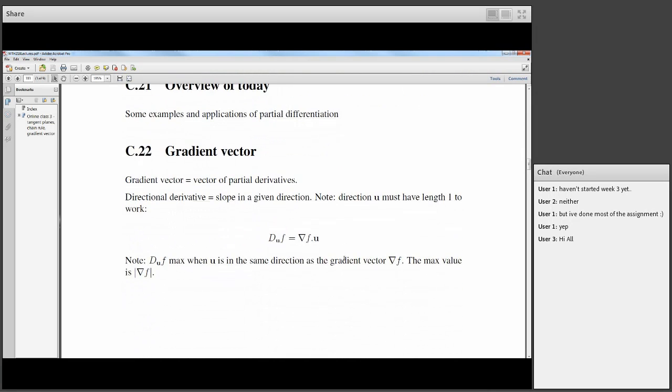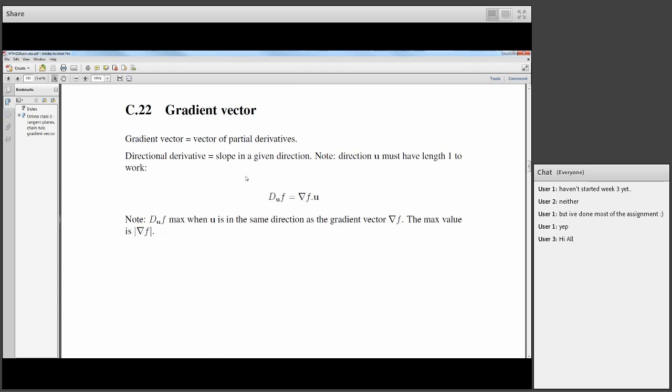I've got some snippets of theory in my notes here, and then some examples for us to work on. The first application is the gradient vector, which is pretty much just a vector of partial derivatives. I'll go through an extended example and at the end explain where you might use them in optimization problems. The directional derivative is the slope in a particular direction.